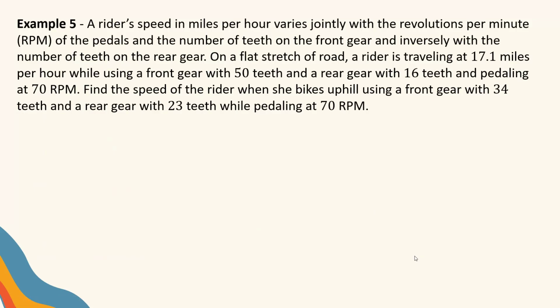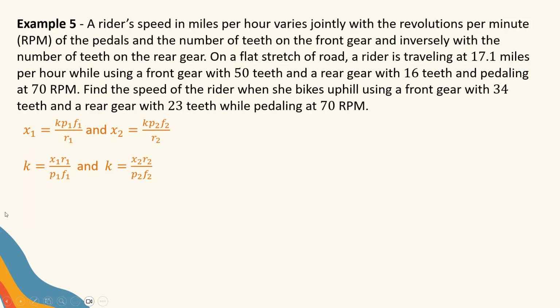Example 5. A rider's speed in miles per hour varies jointly with the revolutions per minute of the pedals and the number of teeth on the front gear, and inversely with the number of teeth on the rear gear. On a flat stretch of road, a rider is traveling 17.1 miles per hour using a front gear with 50 teeth and a rear gear with 16 teeth, pedaling at 70 revolutions per minute. Find the speed of the rider when she bikes uphill using a front gear with 34 teeth and a rear gear with 23 teeth while pedaling 70 revolutions per minute.